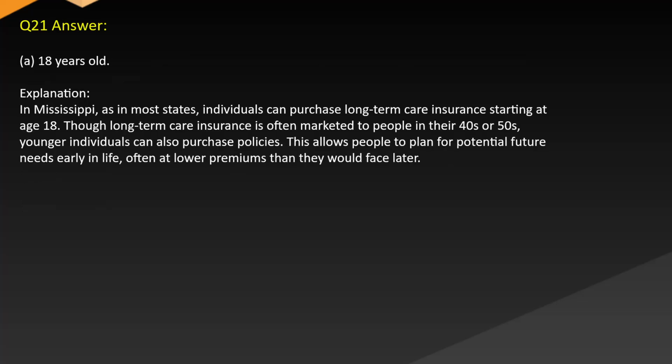Answer: A. 18 years old. Explanation: in Mississippi, as in most states, individuals can purchase long-term care insurance starting at age 18. Long-term care insurance is often marketed to people in their 40s or 50s. Younger individuals can also purchase policies. This allows people to plan for potential future needs early in life, often at lower premiums than they would face later.